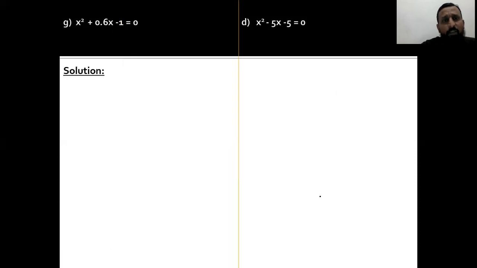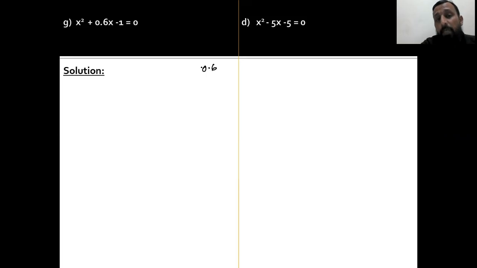Look at this. Now we have a decimal number as a coefficient of x. No worries, with a decimal number you are allowed to use a calculator. Whether it's a decimal number, a fractional number or a simple integer, whatever type of coefficient is there, you can do it very easily. In this question, boys and girls, the coefficient of x is 0.6. You'll take the coefficient of x and write it down in the upper column, 0.6.